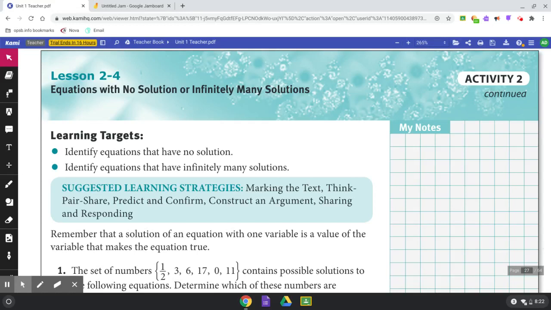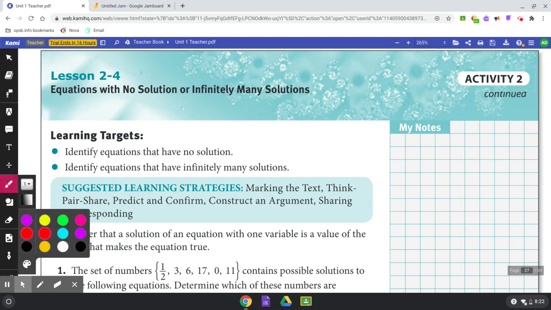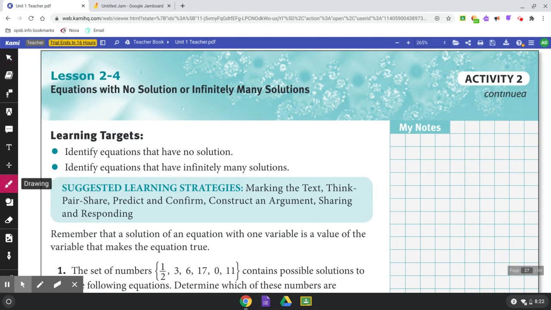Hey y'all, so today we are going to discuss lesson 2-4, equations with no solution or infinitely many solutions. All right, so our learning targets today, we are going to identify equations that have no solution, and we're going to identify equations that have infinitely many solutions. No solution, infinitely many solutions.